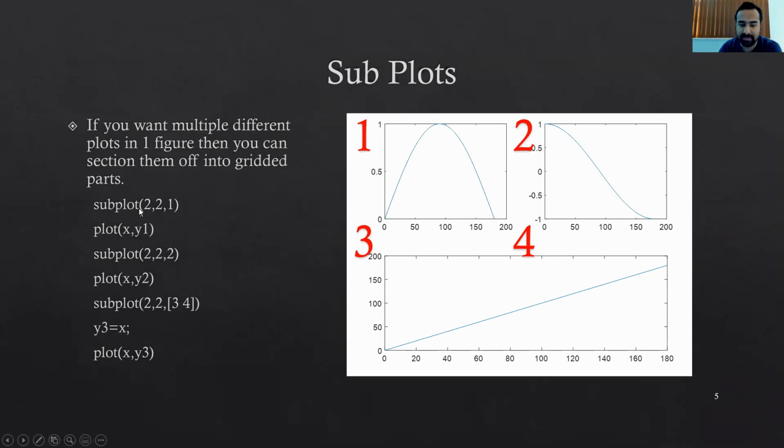And the notation is always how many rows is your subplot, how many columns is your subplot, and what position do you want this plot to be in. And then if you want to plot across multiple, you would specify how many rows, how many columns, and then which spots are going to be taken up by the following graph.